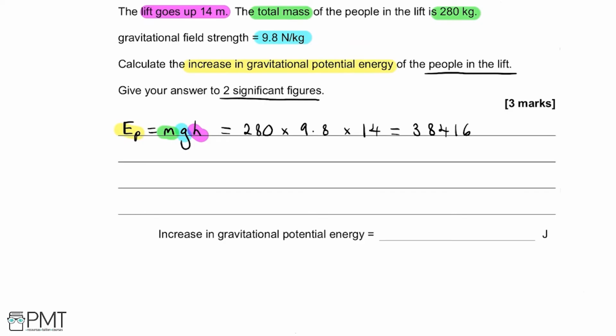So we're going to round that. Our second significant figure is the 8 here. We've got 4, so that's below 5, and so we're rounding down. So to two significant figures, we would just give 38,000. We're given the units in the question. The units of energy is joules, so the units of gravitational potential energy is also joules. And so we can write 38,000 in the answer box.